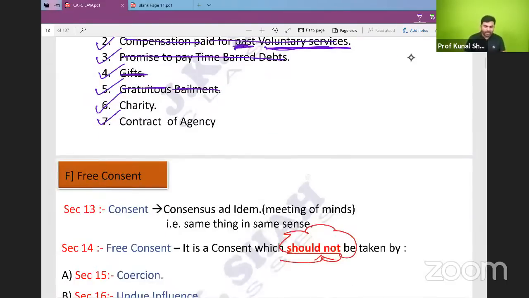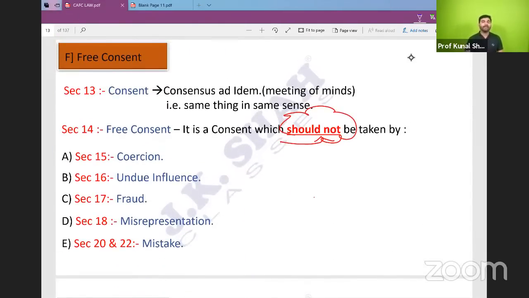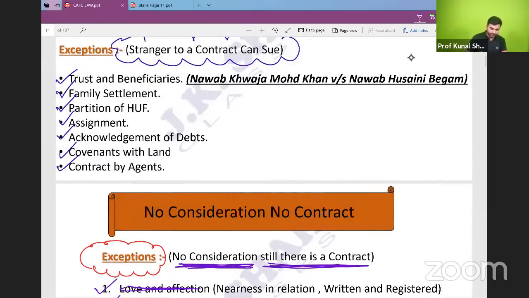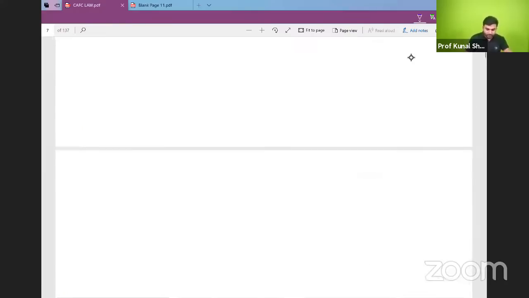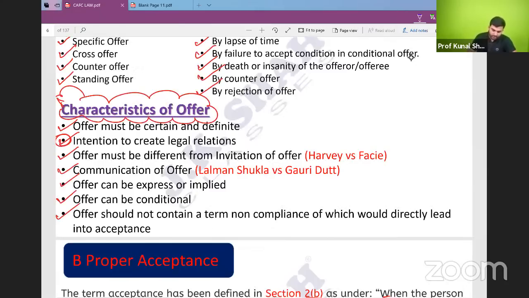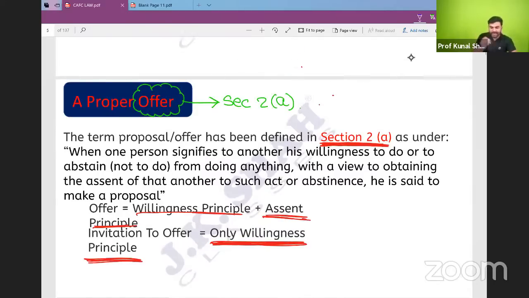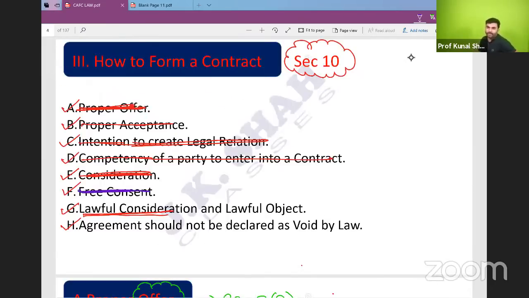Let us go on to the next topic, which talks about free consent. Yes, friends. Whenever in practical life we want to form a valid contract, then one of the essentialities under section number 10 talks about free consent. Free consent is one of the essentialities of section number 10.